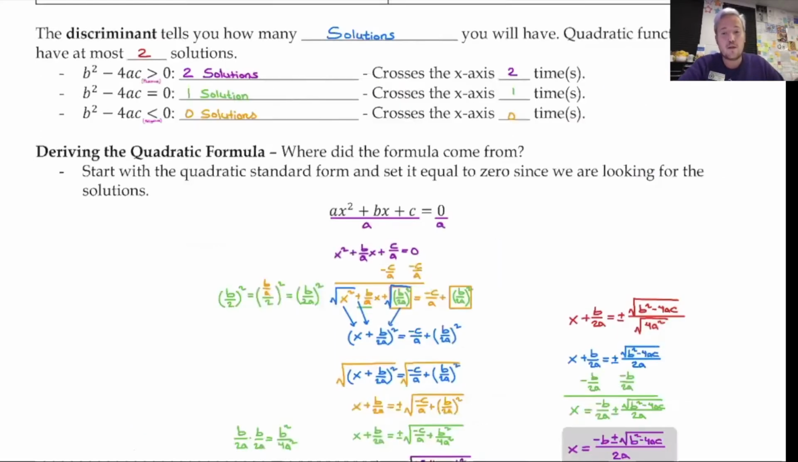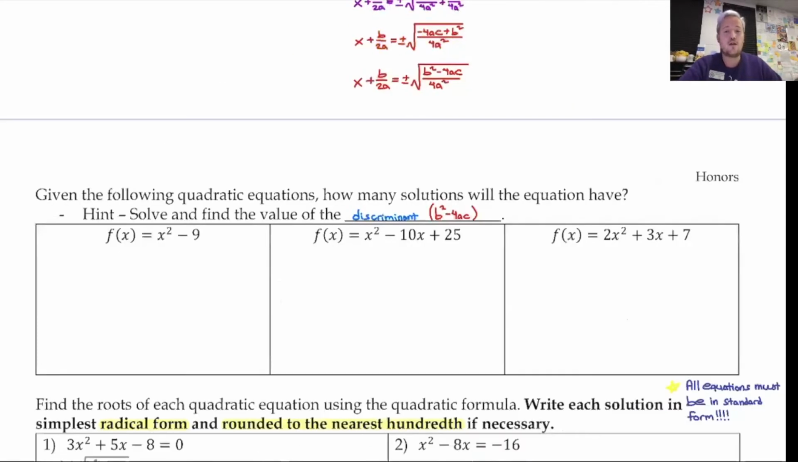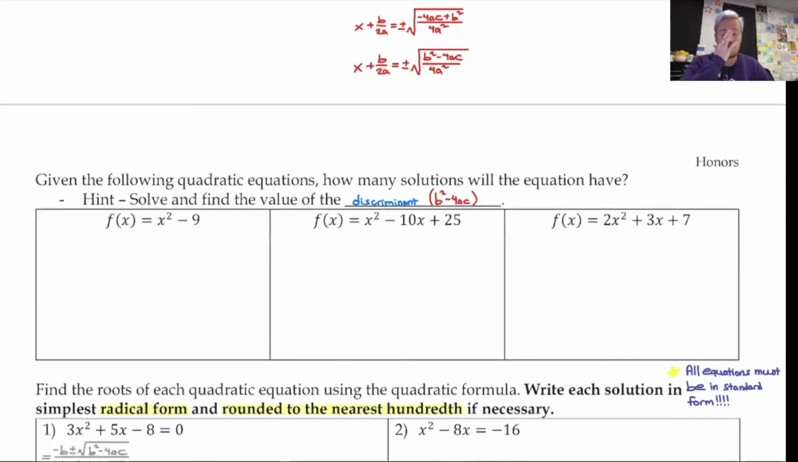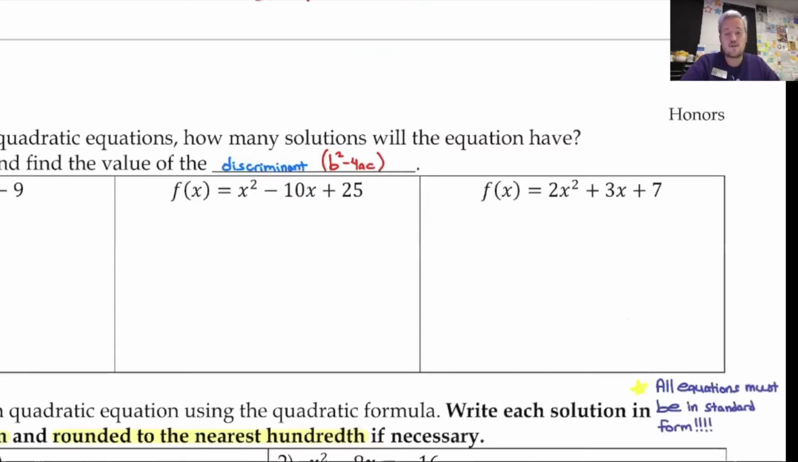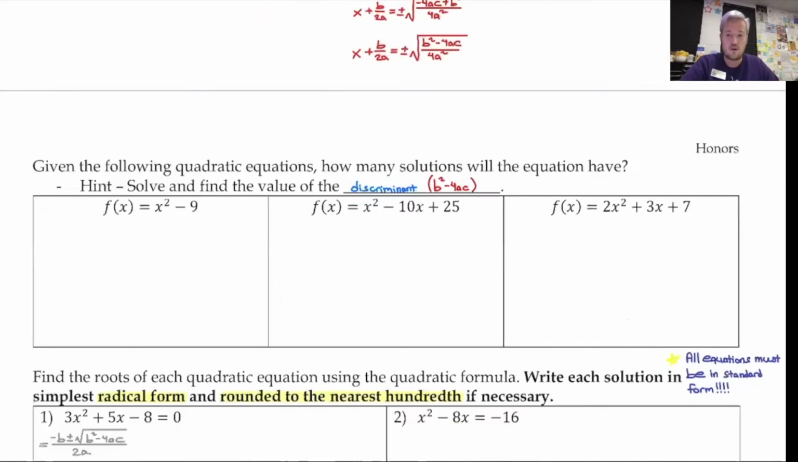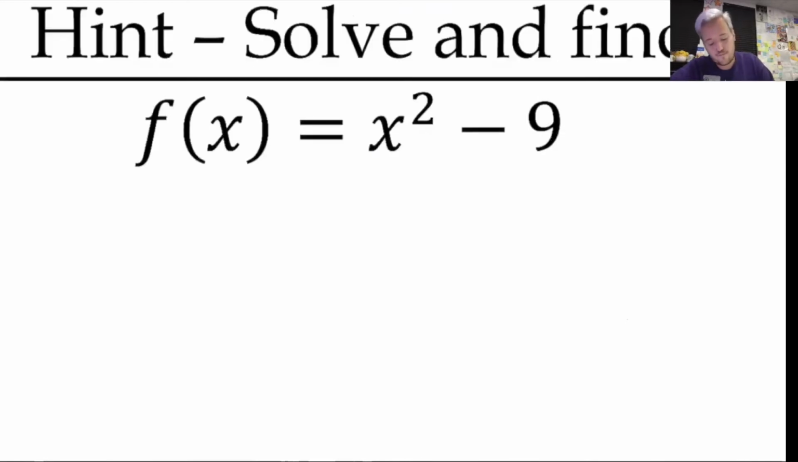All right. Okay, so looking here, we're actually going to start with just the discriminant. So just looking at part of the quadratic formula. This is really the important part. We're going to use the discriminant to determine how many solutions we're going to have. All right, so we're going to start with this first one over here.